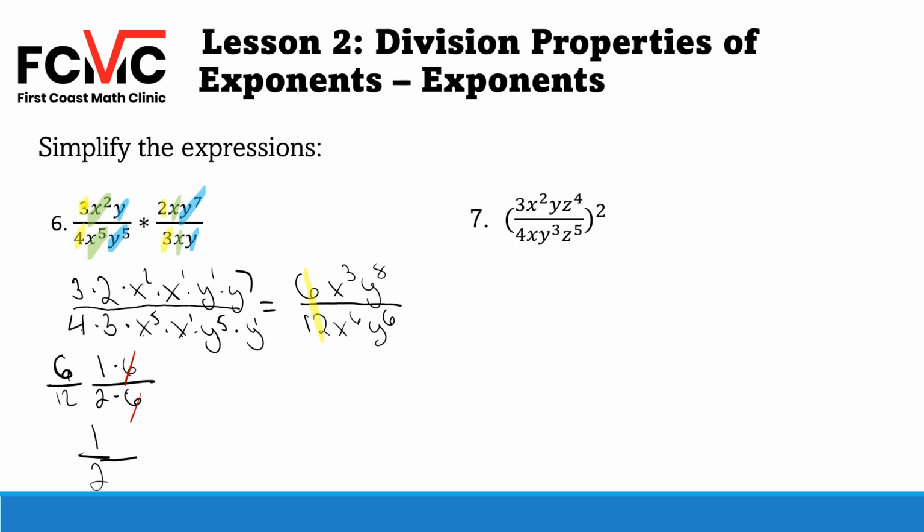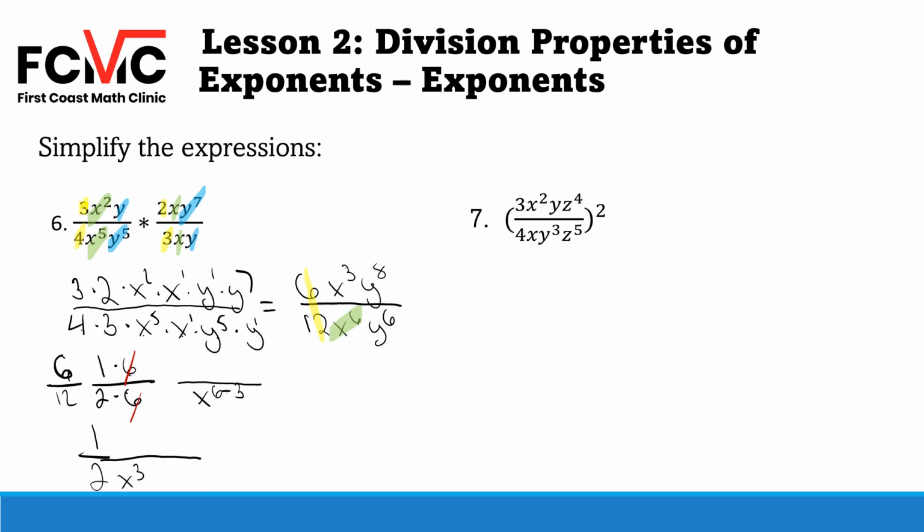All right, so I'll write my answer here. I've got x to the 3rd over x to the 6th. So we're dealing with the x's now. Where do we have more x's? Well, we have more x's in the denominator. So this is going to be, in my denominator, x to the 6 minus 3. Well, x to the 6 minus 3 is going to give me x to the 3rd.